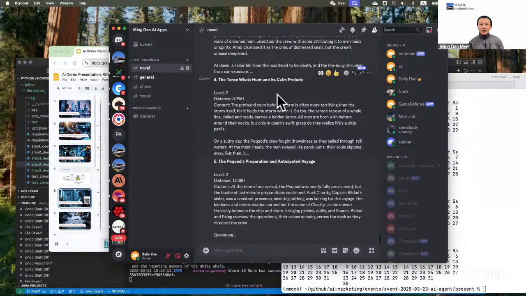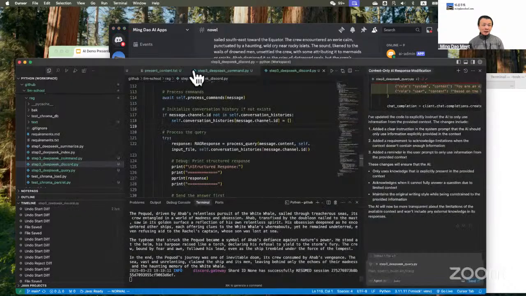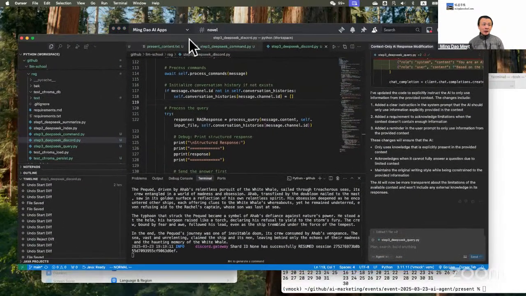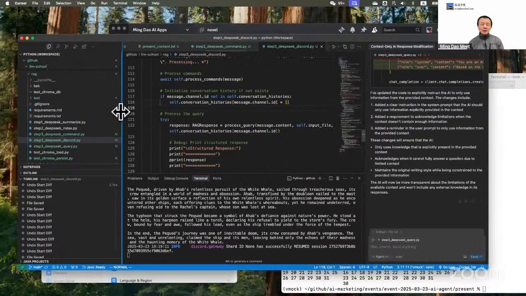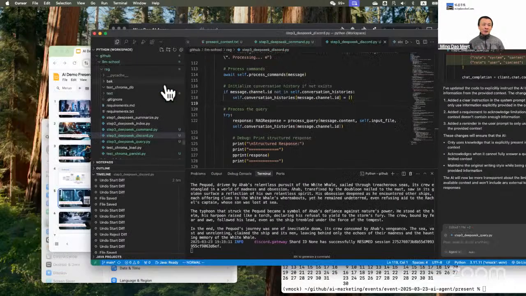I have already been testing this bot. The bot is running on my IDE. I used Cursor, which is an AI-enabled integrated development environment, to write code, and I have coded the RAG system as well as the AI agent, the chatbot system. So now it's all hooked up together. I can briefly go over how I did the index and the retrieval augmented generation system.